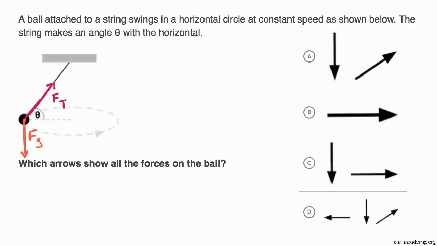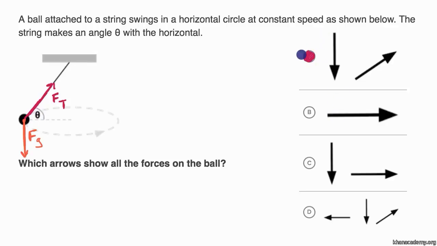Now, just with that, we have constructed a free body diagram and we can immediately answer their question. What are the forces that are acting on the ball? Which arrows show it? So there is one downwards and then there is one going in the direction of the string. And if you look at these choices here, you would say it is that one right over there.